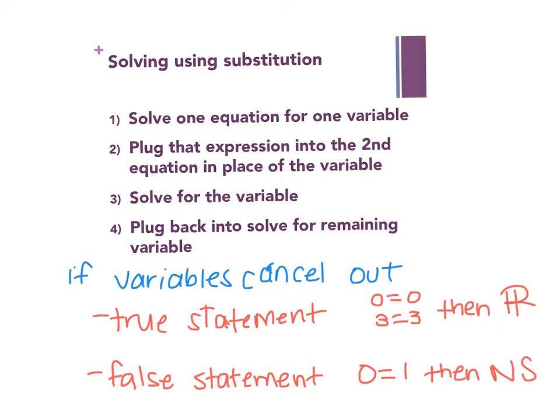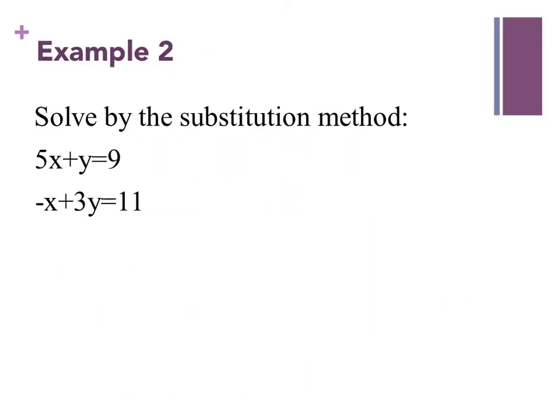There are special cases with graphing, but you just find them a little bit differently. So your answer will either be an XY combination in ordered pair format, or it will be all real numbers or no solution. All right, so example 2, solve by substitution.